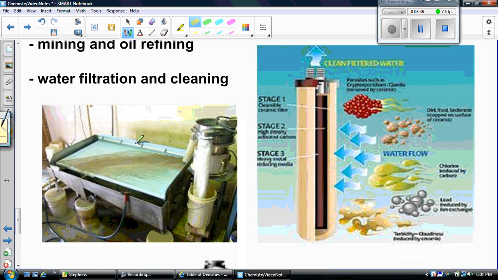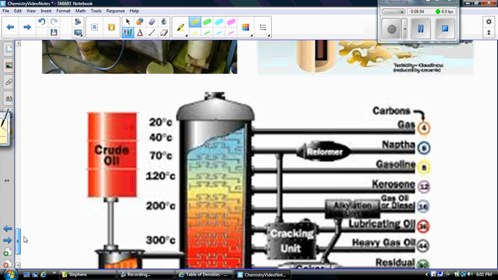This is separating in mining, how they separate gold from a mixture of dirt. Over here, this is a water filtration system, so it's separating out all the bad stuff that we don't want, the pathogens that can cause diseases. So that's why it's really important to know how to separate mixtures.